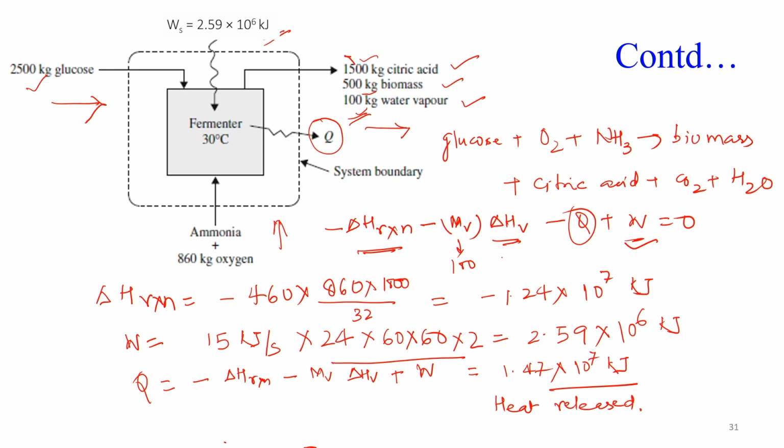So, in this way we should be able to apply both material balance and energy balance for any given bioprocess problem to analyze what is the mass requirement as well as what is the heating and cooling requirement.